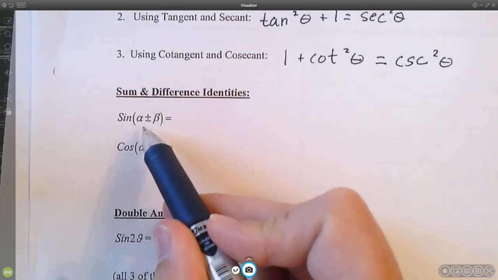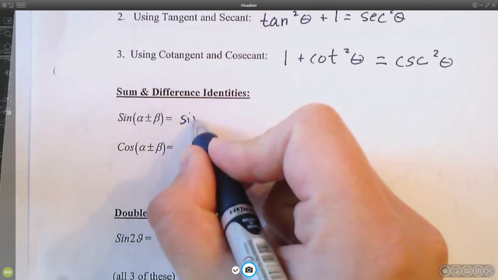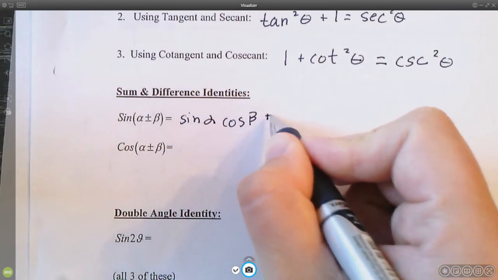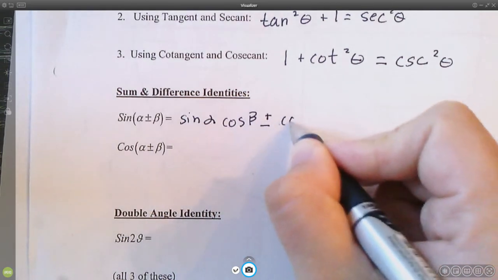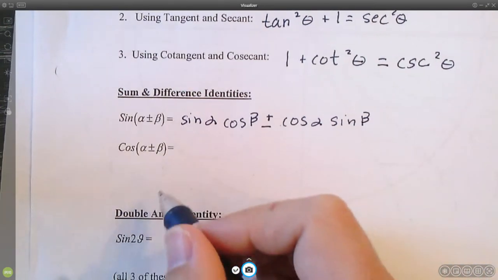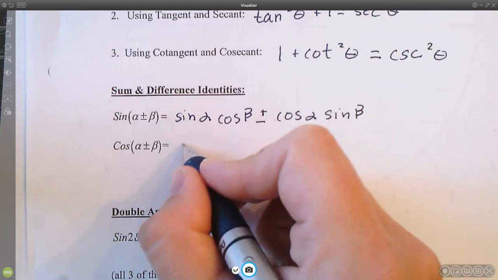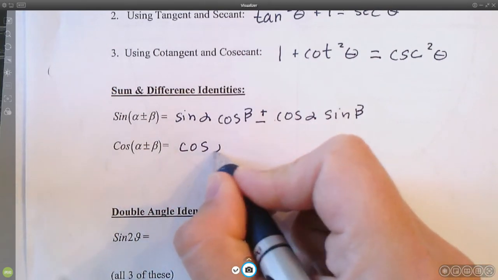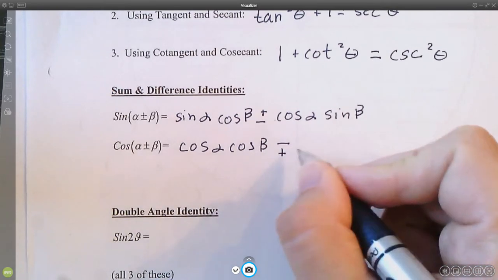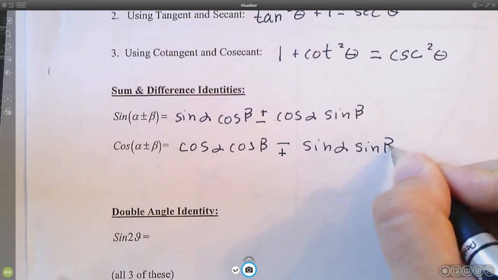If you have sine of alpha plus or minus beta, this one is going to be sine alpha cosine beta plus or minus cosine alpha sine beta. Then you have cosine of alpha plus or minus beta. So you have cosine alpha cosine beta minus or plus sine alpha sine beta.